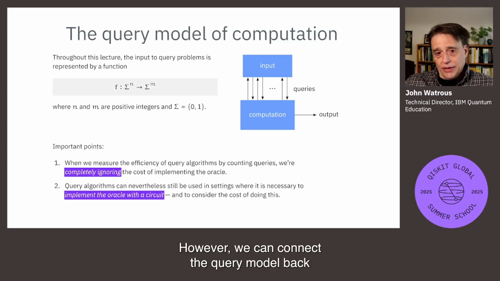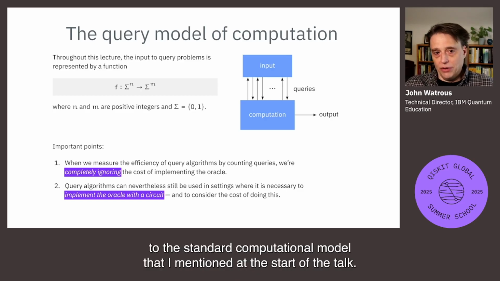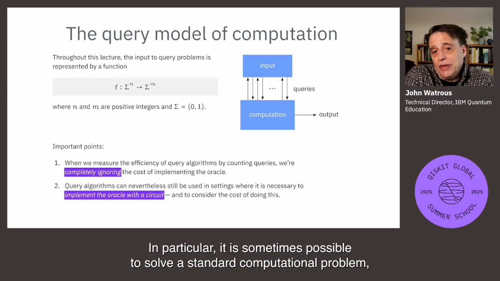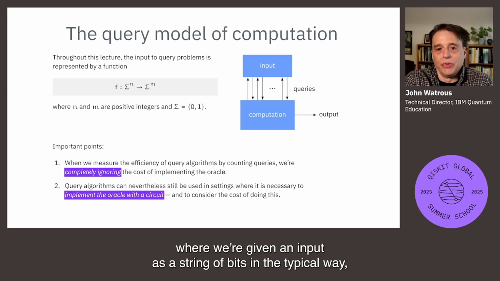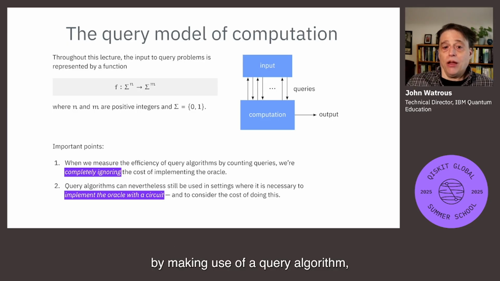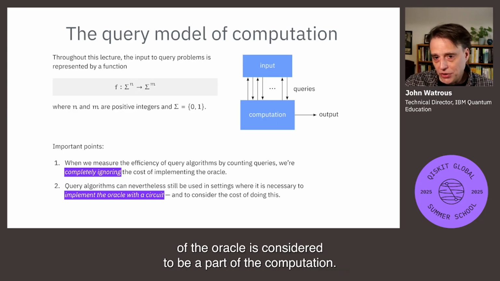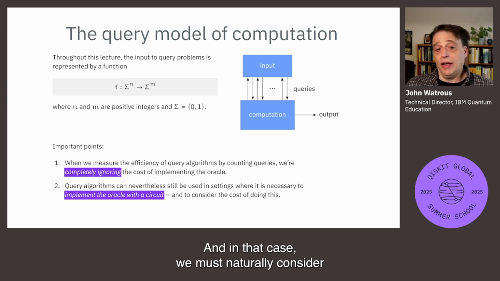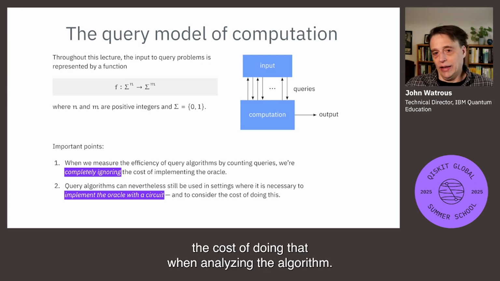However, we can connect the query model back to the standard computational model that I mentioned at the start of the talk. In particular, it is sometimes possible to solve a standard computational problem where we're given an input as a string of bits in the typical way by making use of a query algorithm, but where the implementation of the oracle is considered to be a part of the computation. And in that case, we must naturally consider the cost of doing that when analyzing the algorithm.